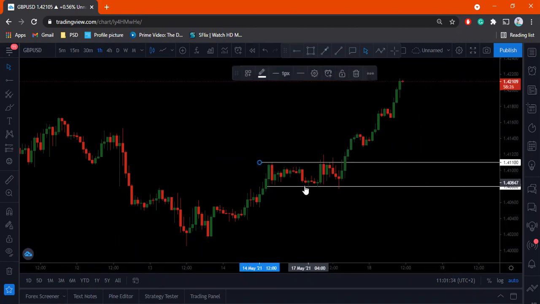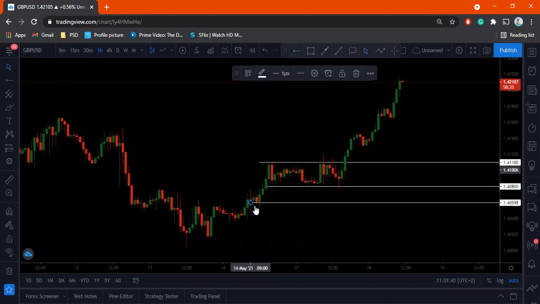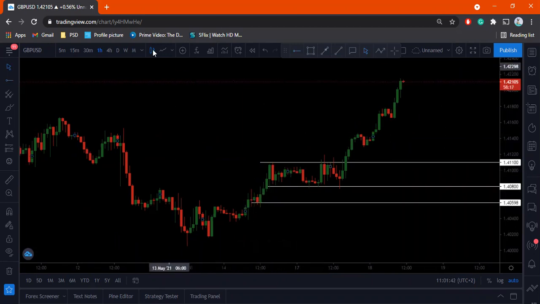And we were saying if it manages to break below, we could see price reach here so that it can do something, maybe something like this, and then push up, right? That was our first option.